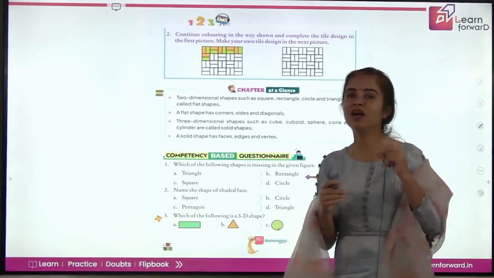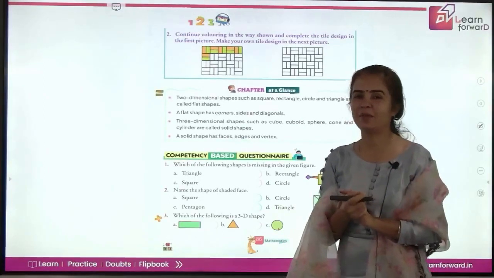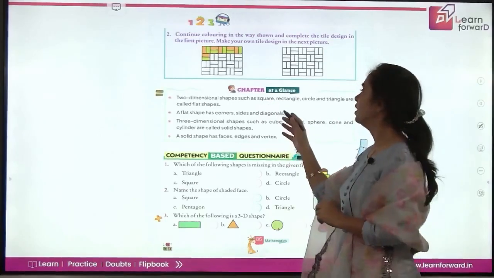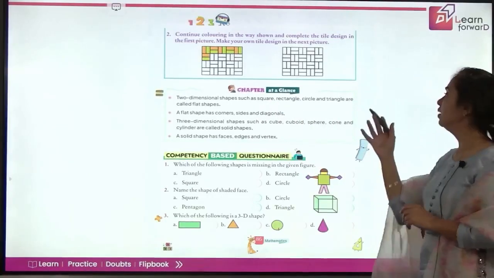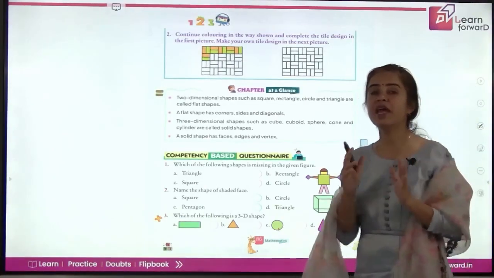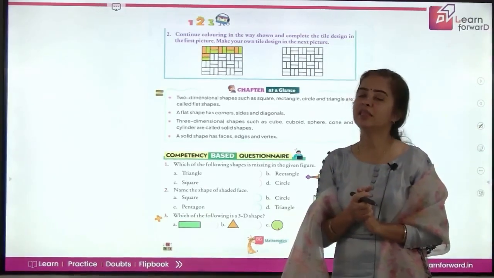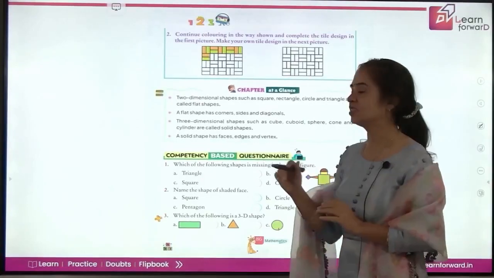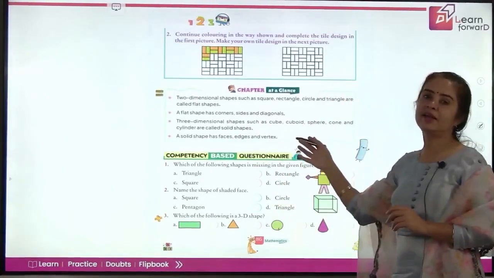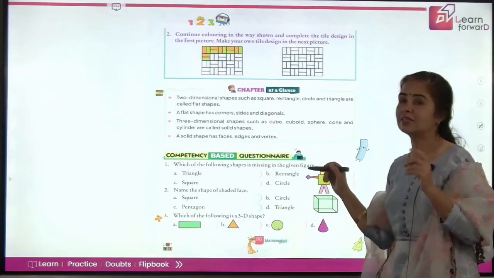It's time for a quick glance at the chapter. What we have learned in today's session: 2-dimensional shapes like square, rectangle, circle, triangle are called flat shapes because they have only two dimensions and they can be drawn only on flat surfaces. A flat shape has corners, sides, and diagonals also, except the circle, children.